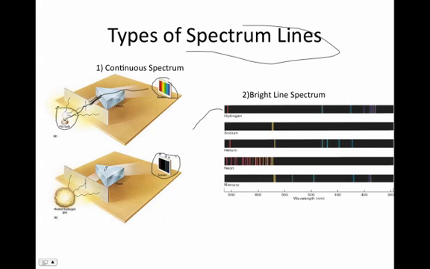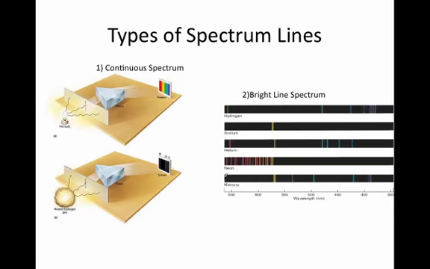Whereas if we had superheated sodium, it would give off a spectrum, a bright line spectrum like this. Helium looks like this for its fingerprint. Neon and mercury would behave this way.